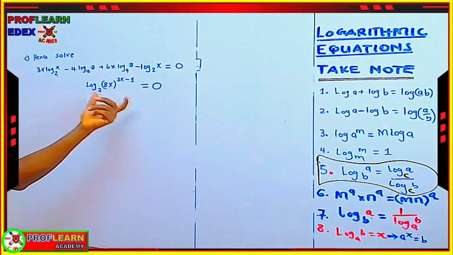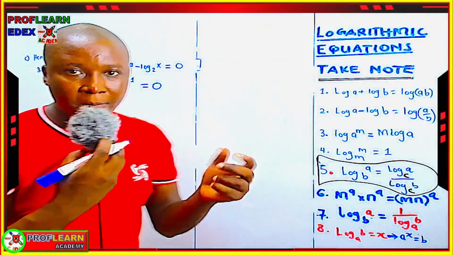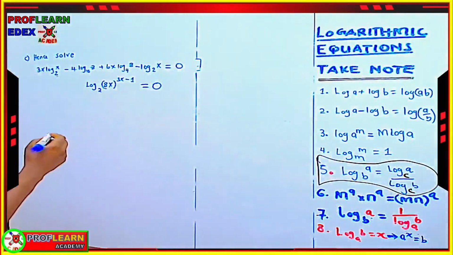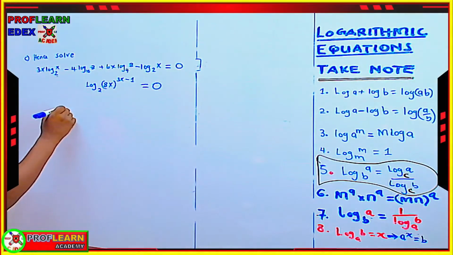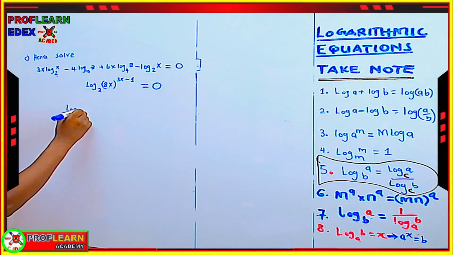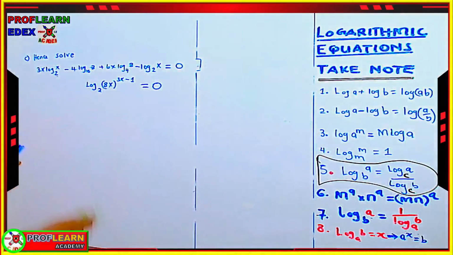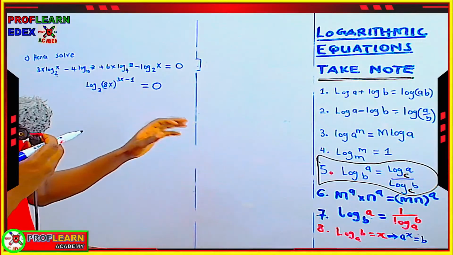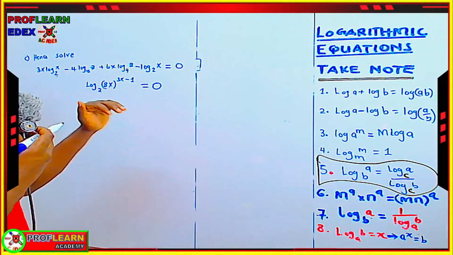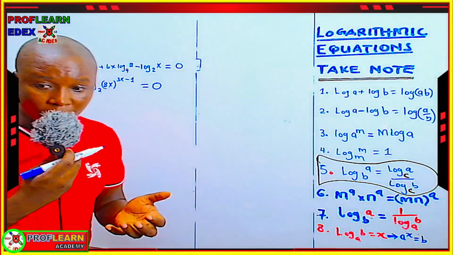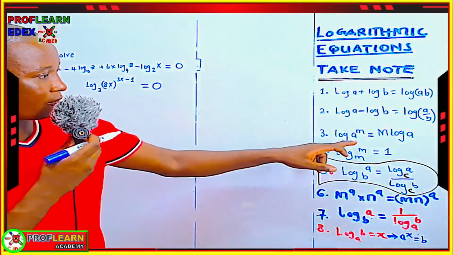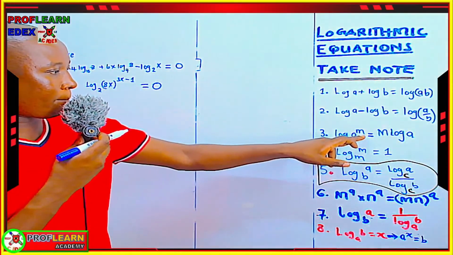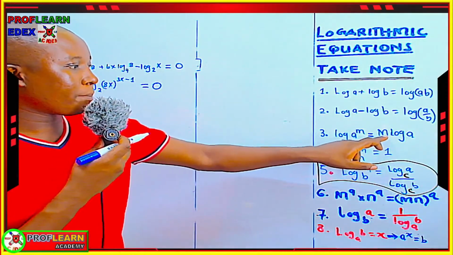So meaning the base here is 2. We can say in index notation, this can be written as 2 raised to power 0 is 8x. This number raised to 0 equals 8x. So meaning that 8x is equal to 1 because any number raised to 0 is basically 1. And we can say divide by 8, divide by 8, x is going to be equal to 1 over 8.